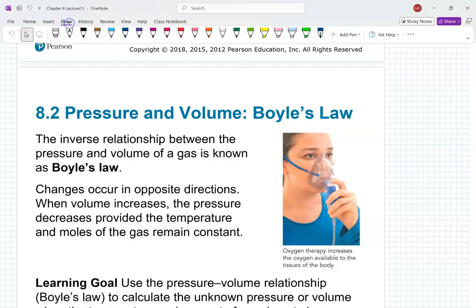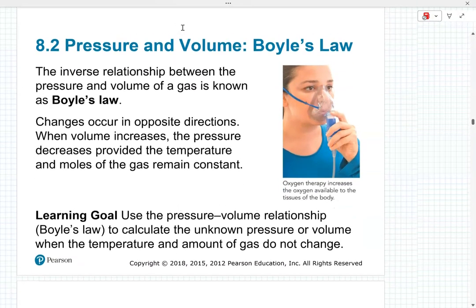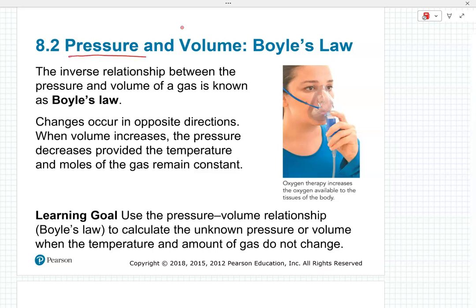So what we're going to talk about today is the relationships between different parameters that can characterize a gas, namely amount, temperature, volume, and pressure. And the very first relationship is between pressure and volume, which is governed by Boyle's law.